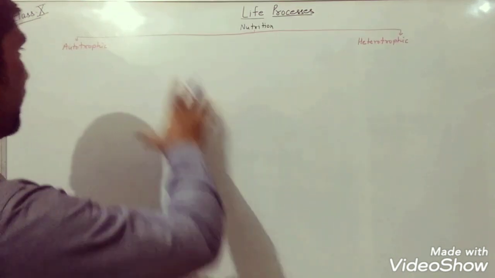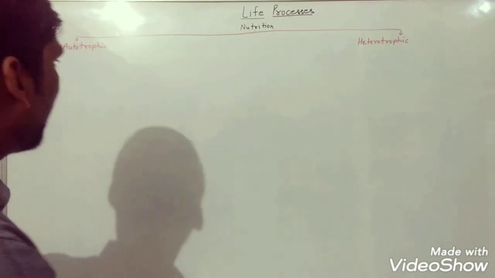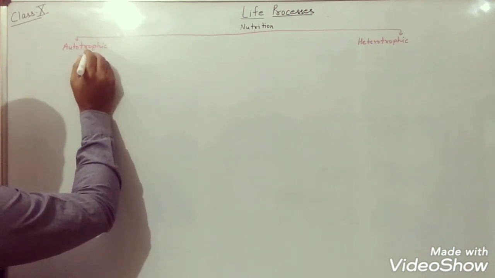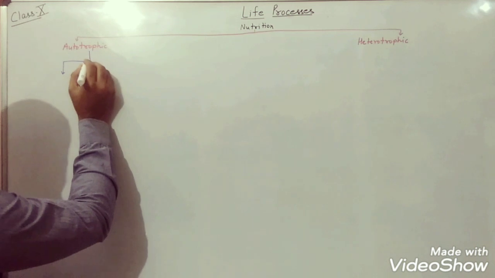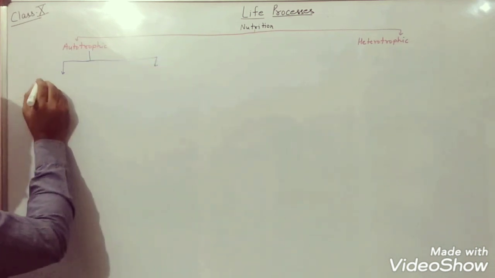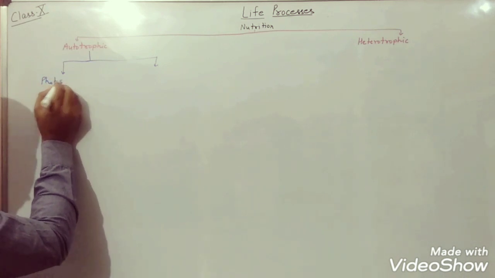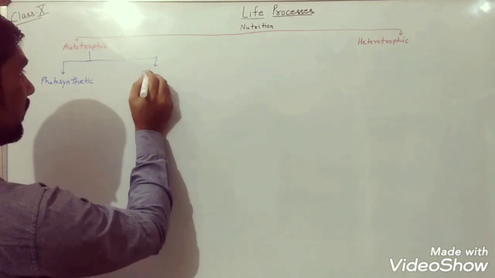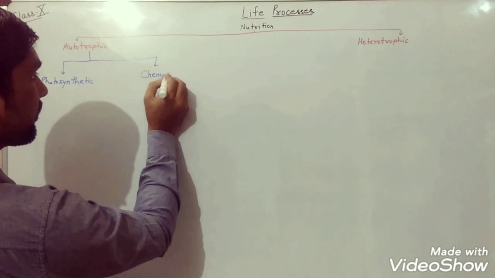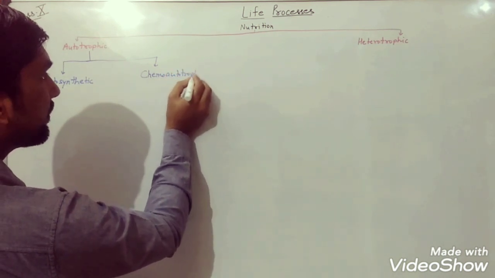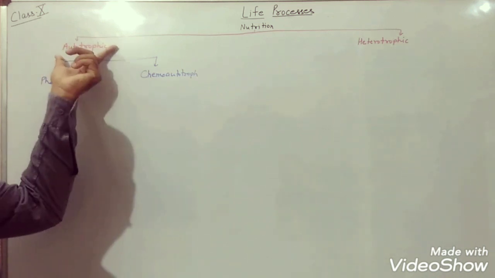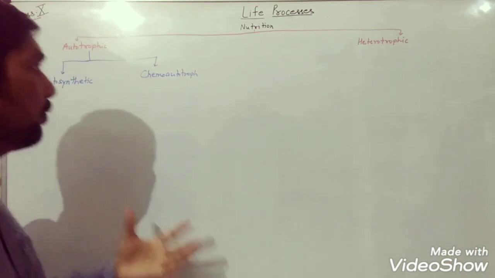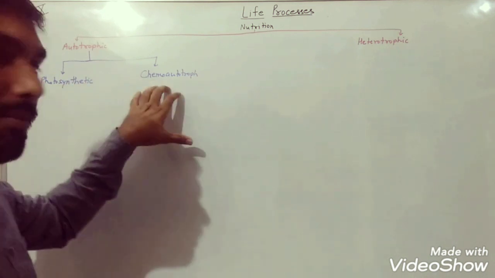So as we have discussed, autotrophic is a mode of nutrition where organisms are able to provide themselves nutrition by themselves only. This nutrition can also be categorized in two categories. The first one is photosynthetic, and the other one is chemoautotroph. The organisms which represent such a mode of nutrition are known as autotrophs, and these autotrophs may be of two types, photosynthetic or chemoautotroph.